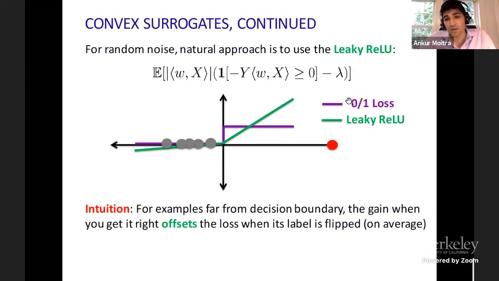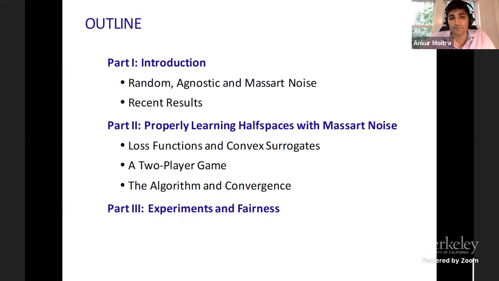So the way that this works is that if there's some eta flip probability, there is a way to set this parameter in the leaky ReLU so that minimizing the leaky ReLU loss works for the random classification noise model. And that's the modern proof of how you get the Blum et al. results, how you get algorithms that work with random noise.